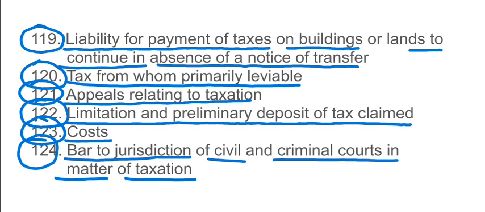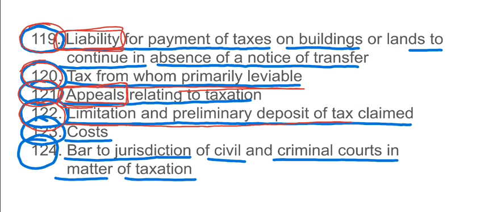Now let's see the keywords. For section 119 liability is the keyword. Section 120 tax from whom primarily liable. Section 121 appeals relating to taxation. Section 122 limitation and preliminary deposit of tax claimed. Limitation and preliminary deposit of tax.